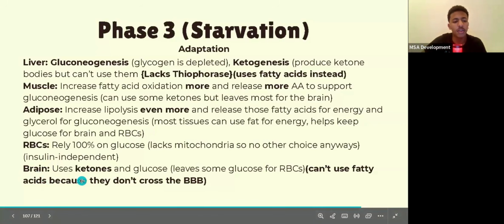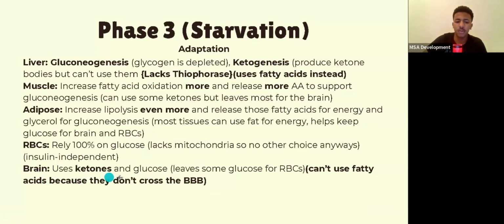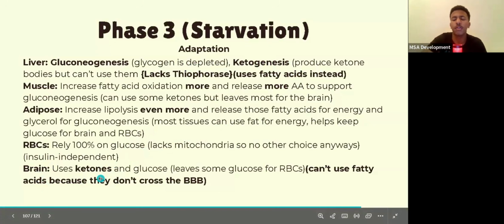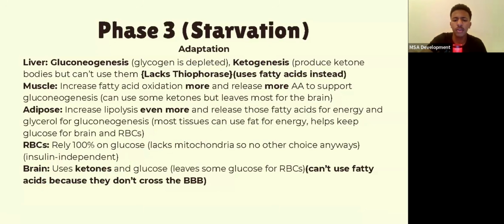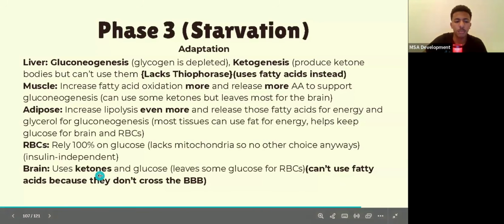Surprisingly, the brain now uses ketones and glucose. And so this makes sense on why the liver starts ketogenesis, because the brain can actually use ketones. So the brain shifts its focus from glucose only to ketones and glucose, and this is to leave some of the glucose for the RBCs, because the RBCs cannot function on any ketones, anything other than glucose. And another reason you may wonder why the brain can use ketones and not fatty acids, it's because fatty acids cannot cross the blood-brain barrier, okay? So once we change those fatty acids to ketones, now the brain can use it.